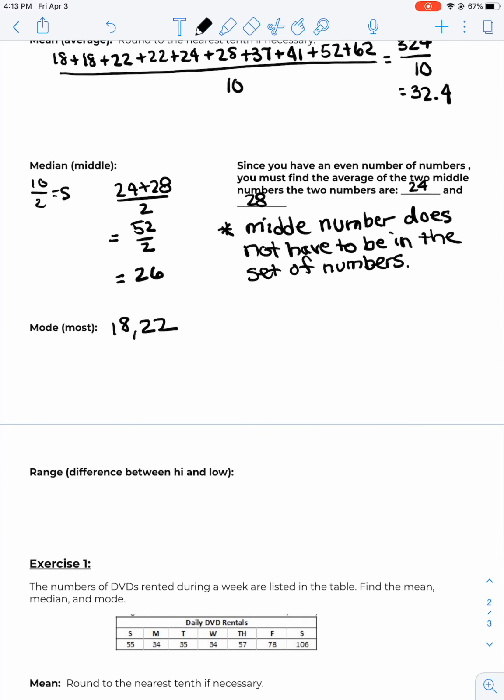Now, for the range, our high number is 62. Our low number is 18. So when I subtract those two, and guys, use your calculators, I would get 44.